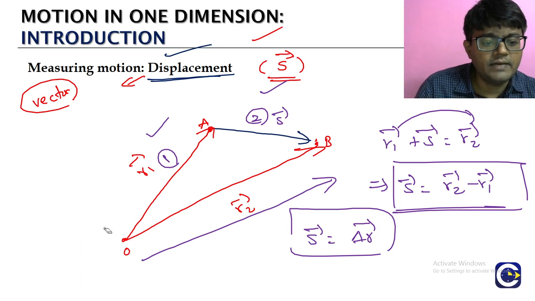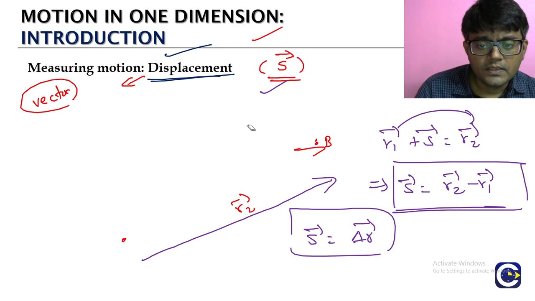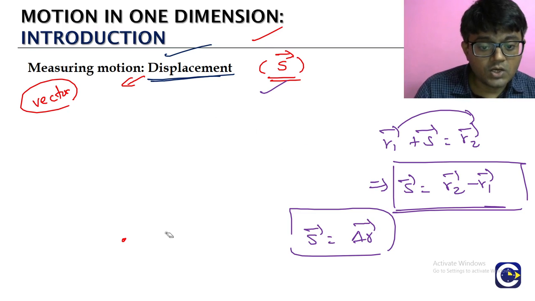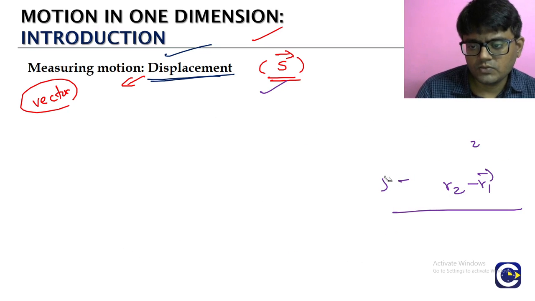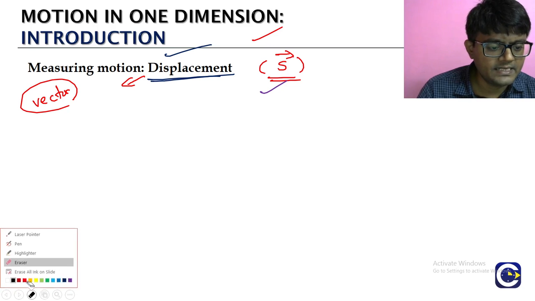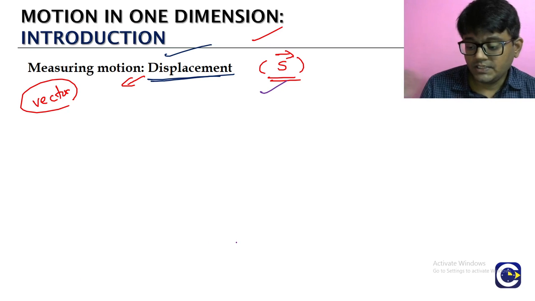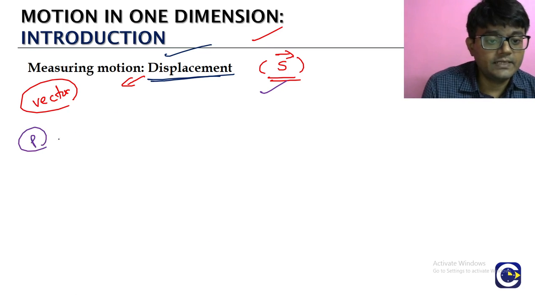We will use it while we are discussing the concept of velocity, and also while solving problems. So we'll just do one sample question. Let's see how we understand the relation between the position vectors and the displacement vector. So look at this.